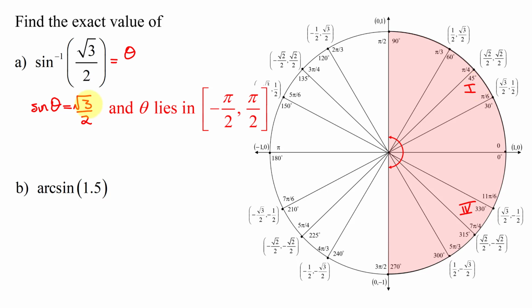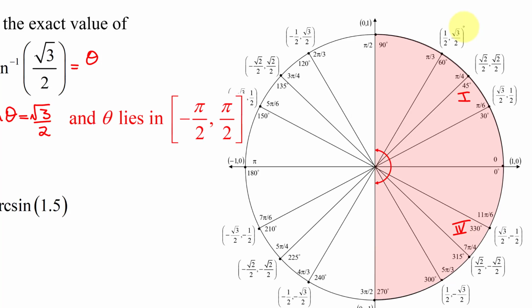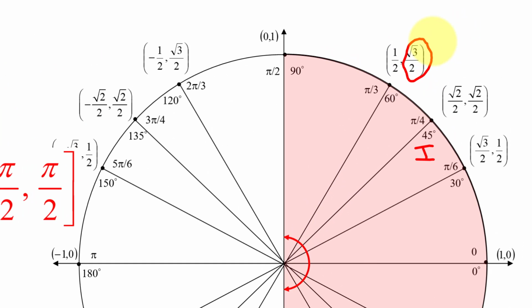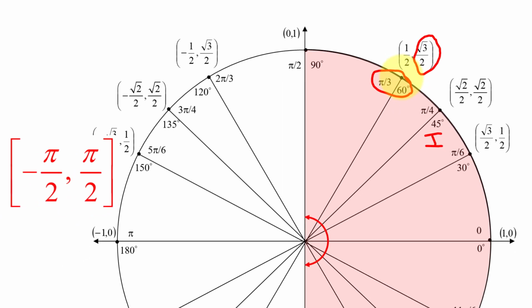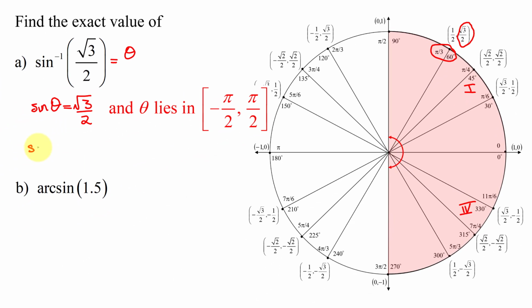And what angle has a y value of the square root of 3 over 2? Here's the square root of 3 over 2. So here is the angle that produces this. So the inverse sine of the square root of 3 over 2 is equal to pi/3. Or if we wanted to work in degrees, that is 60 degrees.